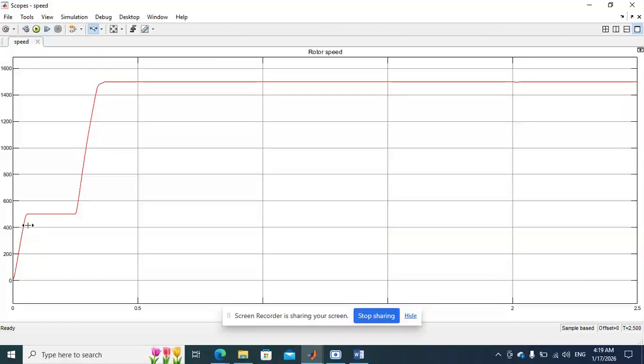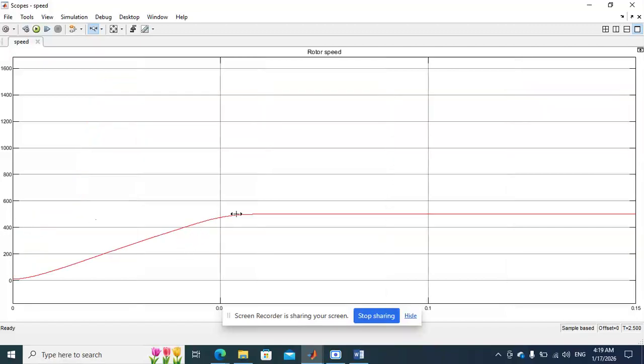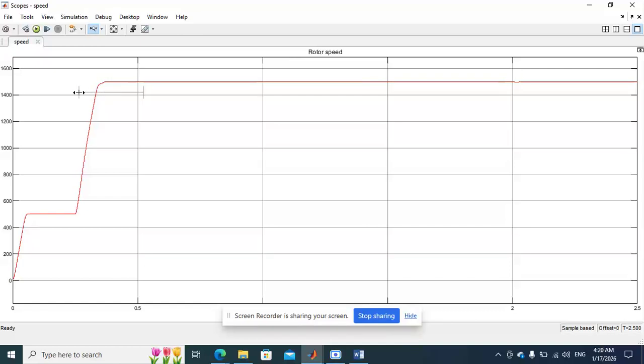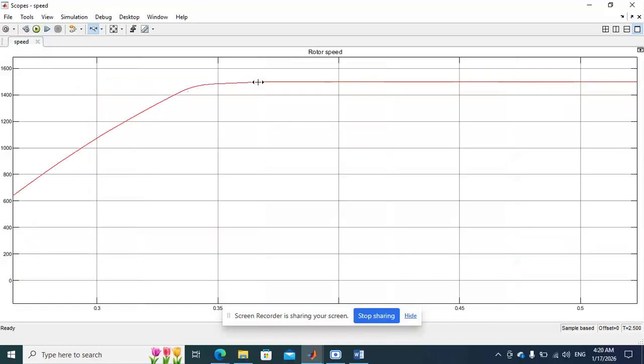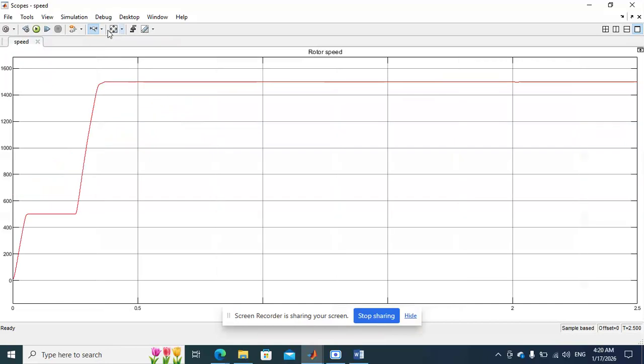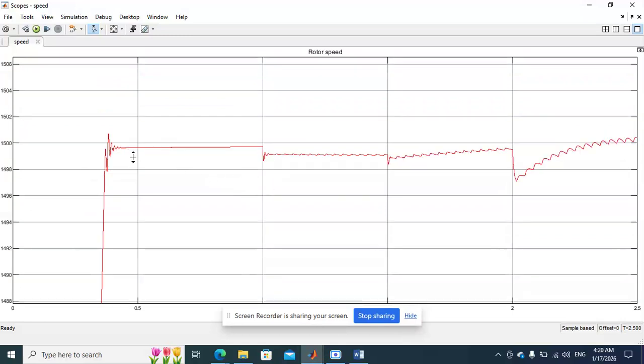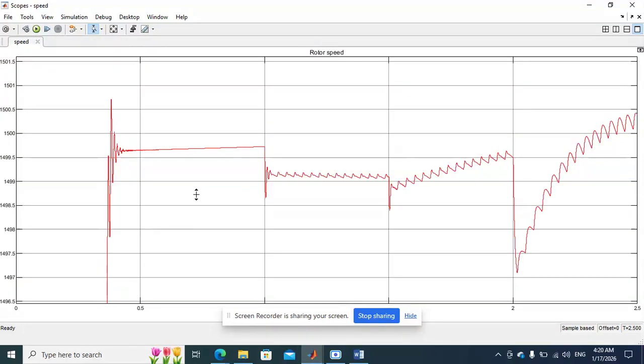The speed is settled initially at 0.06 second, and here it is settling at 0.37 or 0.36 second. And in this, if you see, the speed is around 1499 rpm. At any load condition it is settling at 1499 rpm.